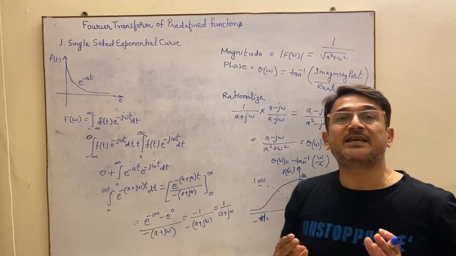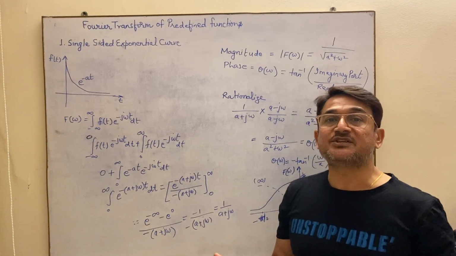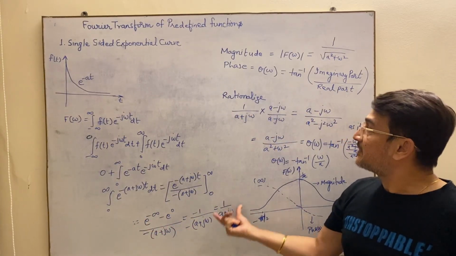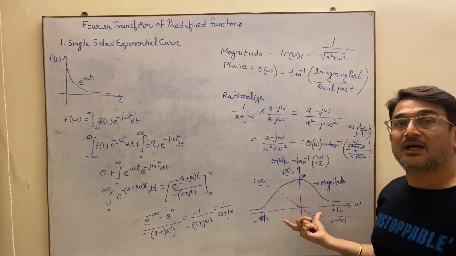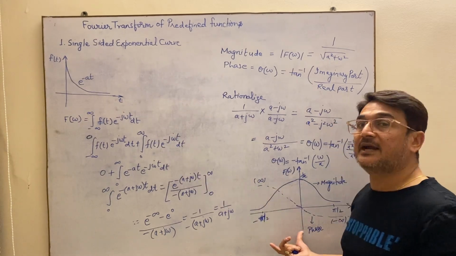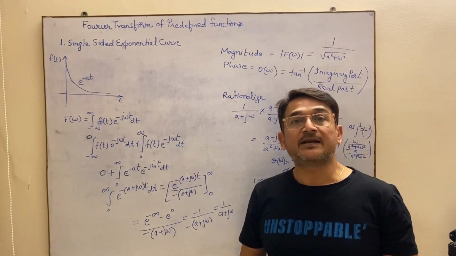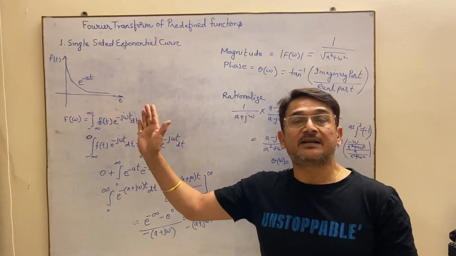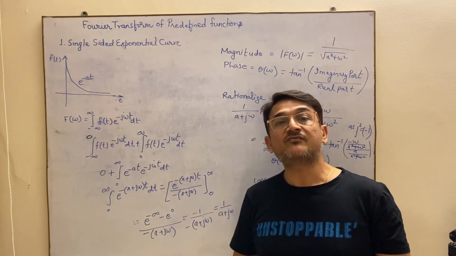So if in the exam they ask you to calculate the Fourier transform of a single-sided exponential curve, you have to calculate the Fourier transform, then its magnitude, its phase, and then you have to plot the spectrum also. If you solve till this end, you will get full marks if they ask the Fourier transform of a single-sided exponential curve. So I hope you understand the concept of the single-sided exponential curve and how you can calculate the Fourier transform of any given function.